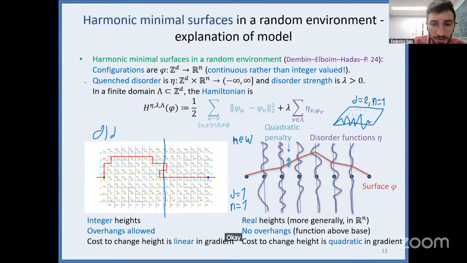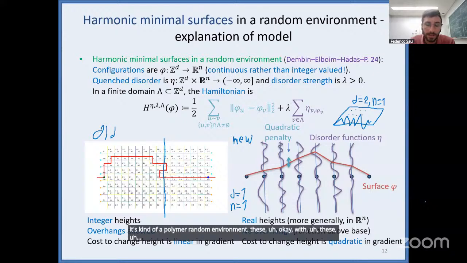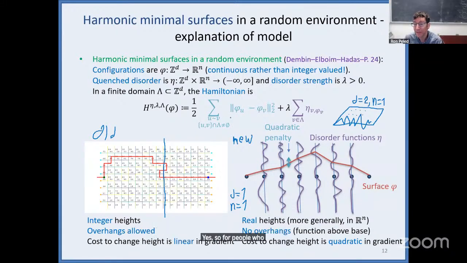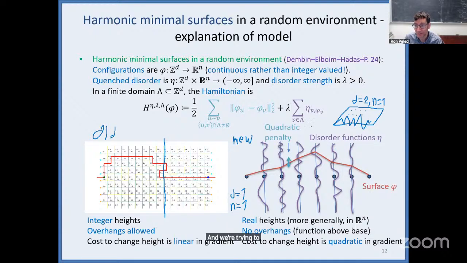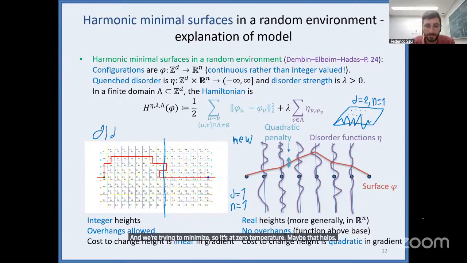Okay. From the audience, doesn't seem so. So it's kind of a polymer in a random environment, with this gradient cost with this quadratic penalty. Yes, so for people who know, this is like a Gaussian free field energy, but we added to it some environment energy as well. And we're trying to minimize, so it's at zero temperature. Maybe that helps.